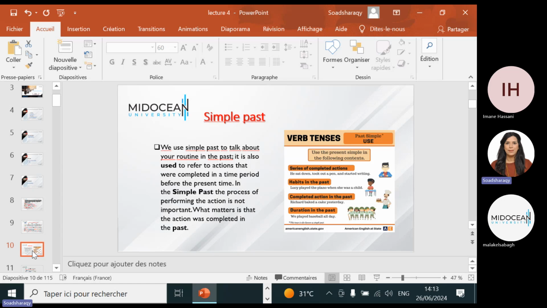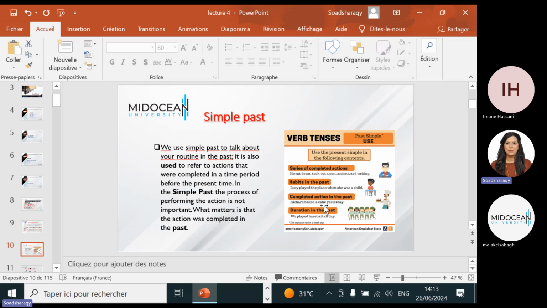So we use simple past to talk about your routine in the past. It is also used to refer to actions that were completed in a time period before the present time. In the simple past, the process of performing the action is not important. What matters is that the action was completed in the past.